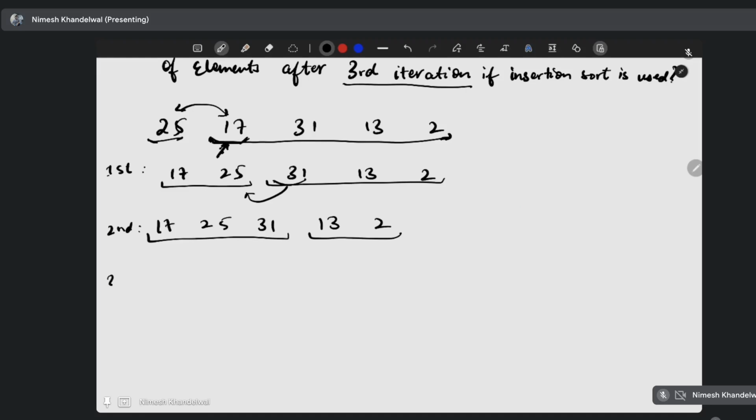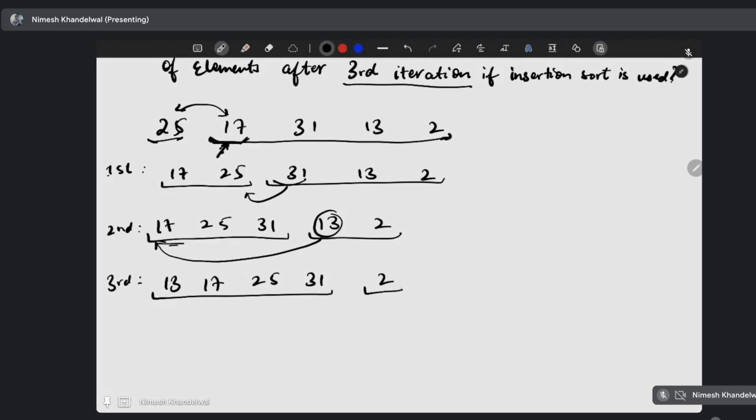So what happens in the third iteration is we take 13 and we find its place in this section, so it will come before 17, so this will be 13, 17, 25, 31 and 2. So this is the sorted section, and this is the unsorted section, right? So now if we have to complete the sort, we'll have to go one more iteration and put 2 at its place, that is here, right? So finally sorted array, and after this the array is sorted, right?